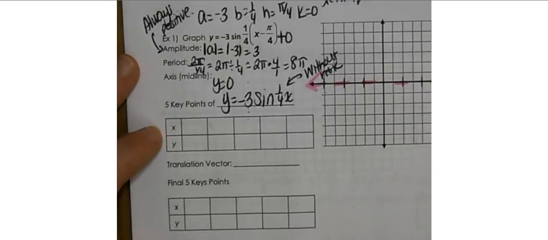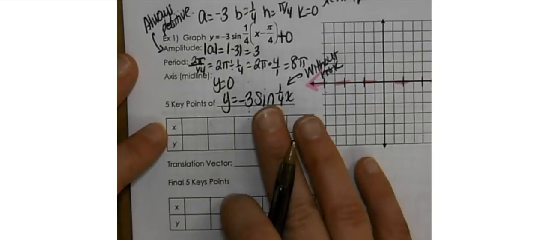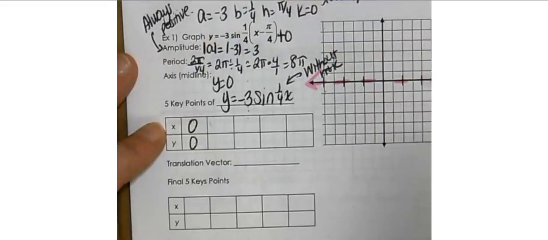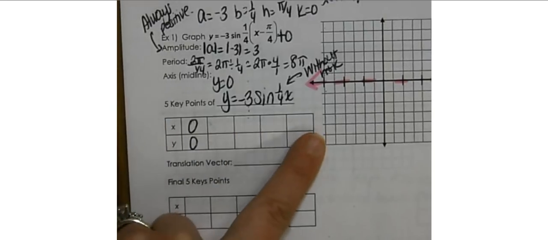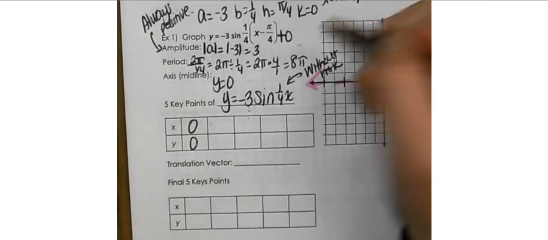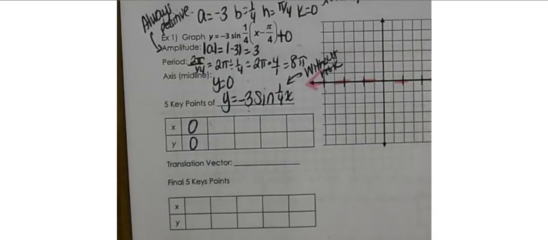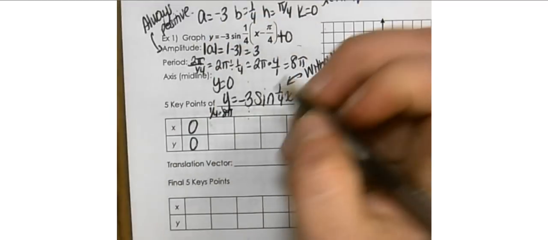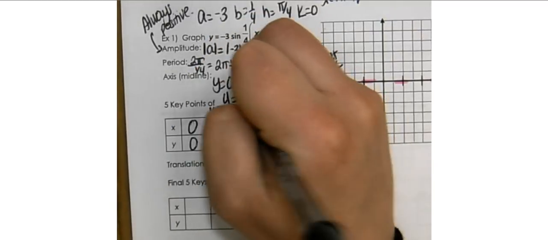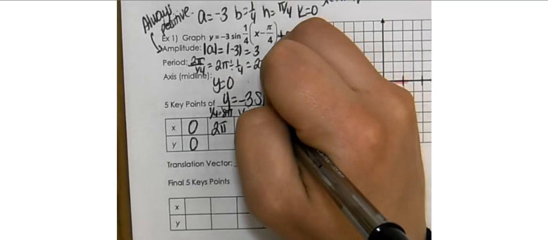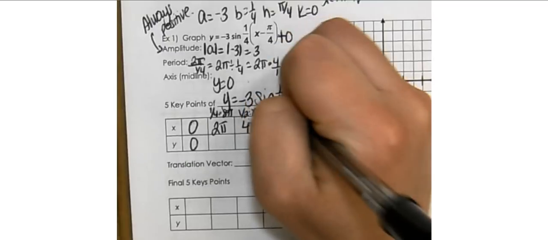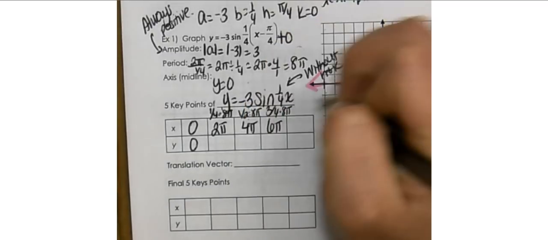So I'm going to start with my x value. Since this is sine, I'm always starting at 0, 0. And then in order for me to find my x values, I'm going to multiply my period, which is 8 pi, times 1/4, 1/2, 3/4, and 1. So 1/4 times 8 pi, and I end up with 2 pi. 1/2 times 8 pi, and I end up with 4 pi. 3/4 times 8 pi, and I end up with 6 pi. And then 1 times 8 pi is 8 pi.